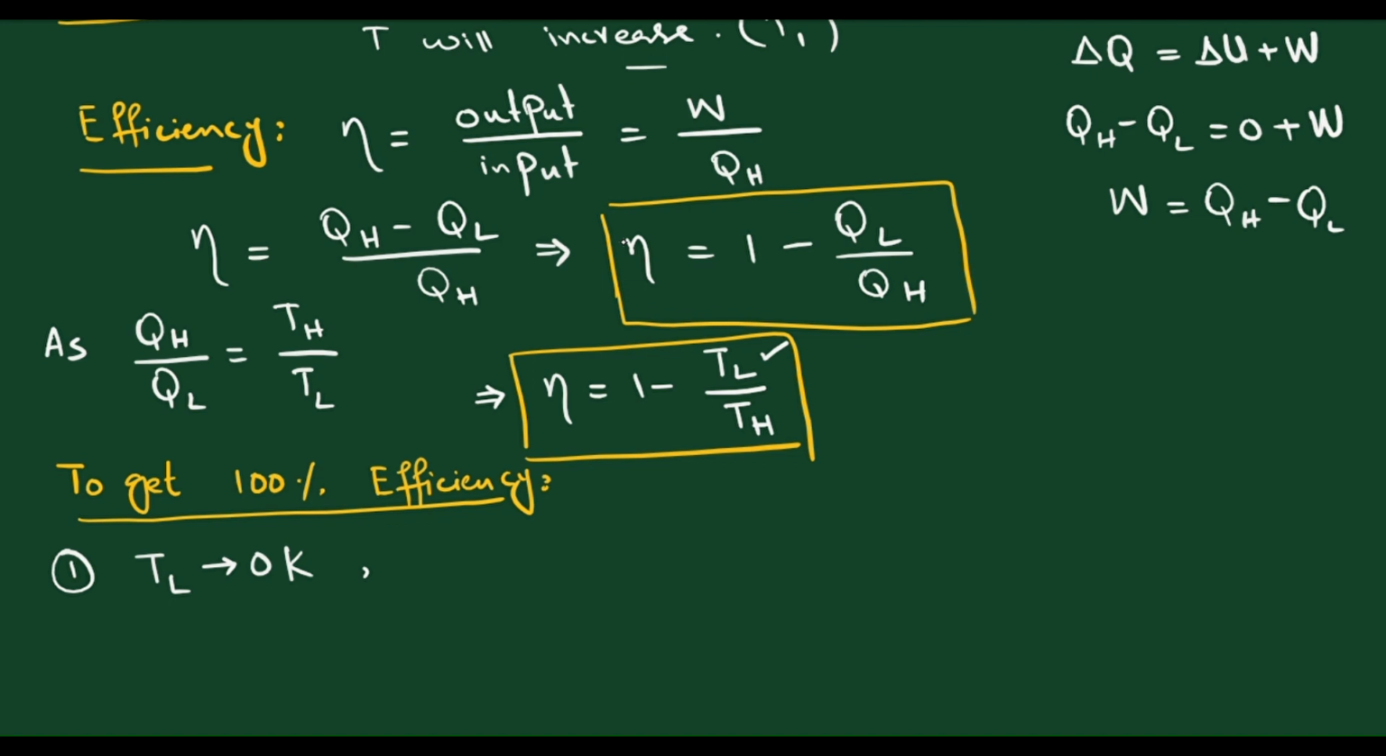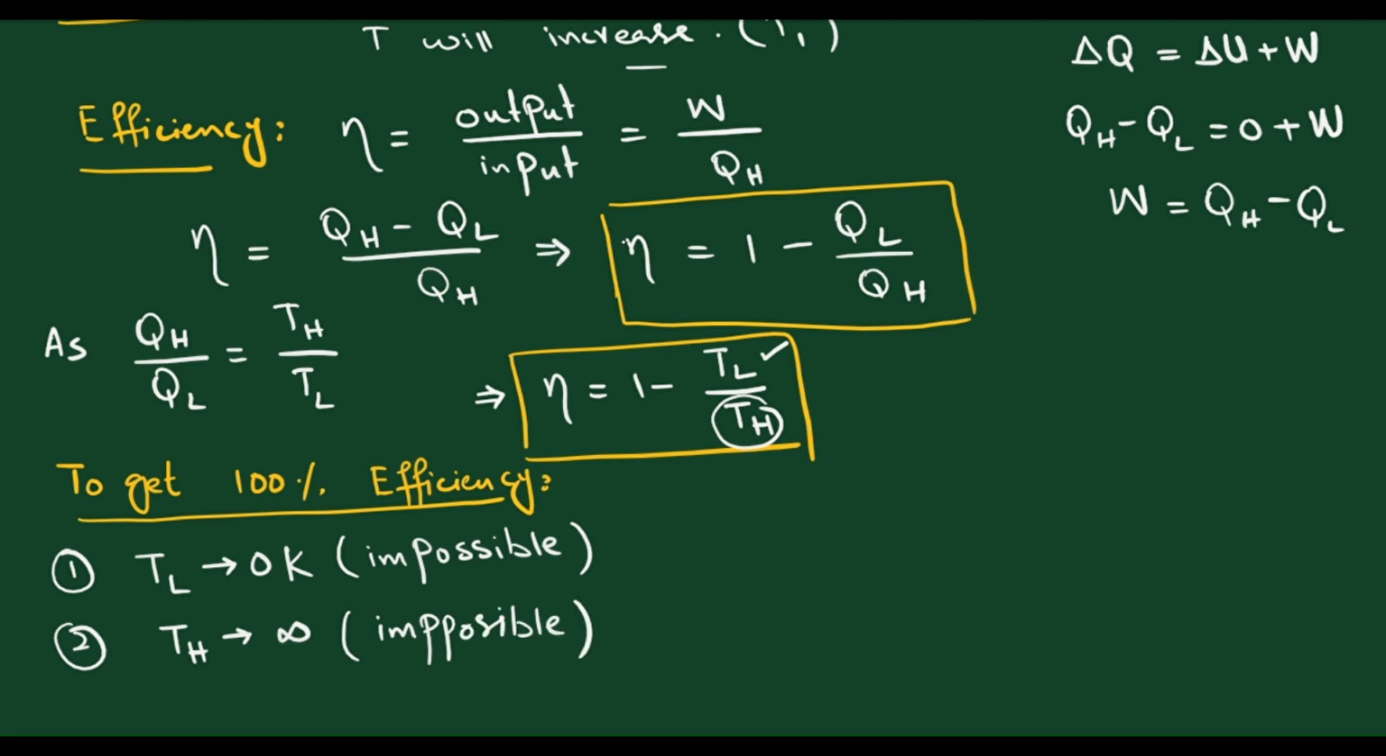We know that a temperature of 0 Kelvin is impossible, so 100% efficiency from this condition is also impossible. The second condition is that the temperature of the high temperature reservoir goes to infinity. If the temperature goes to infinity, then the efficiency goes to 100%. And we know that the temperature of a high temperature reservoir cannot go to infinity, which is also impossible. So we can say that 100% efficiency of any heat engine is impossible.